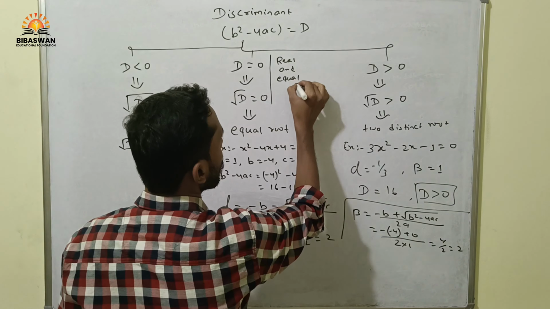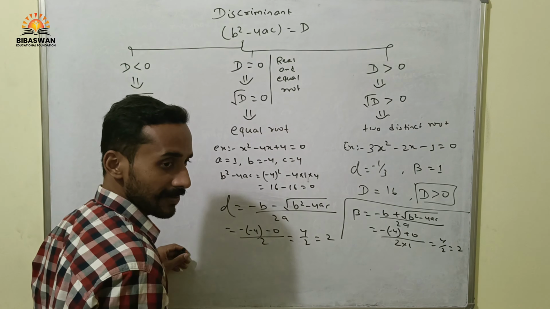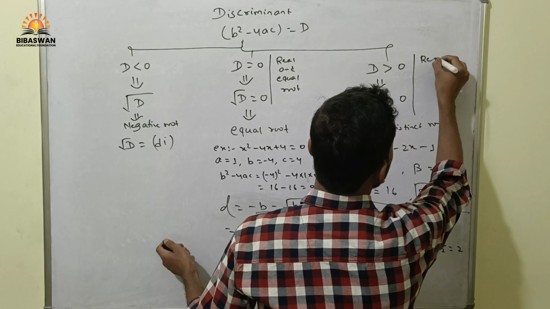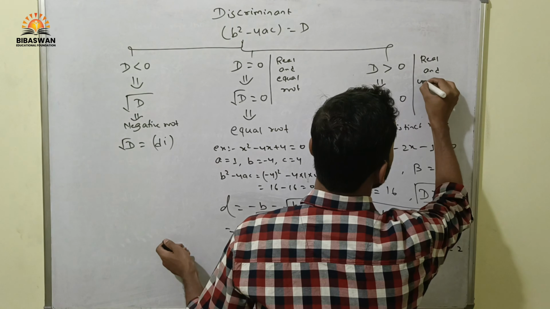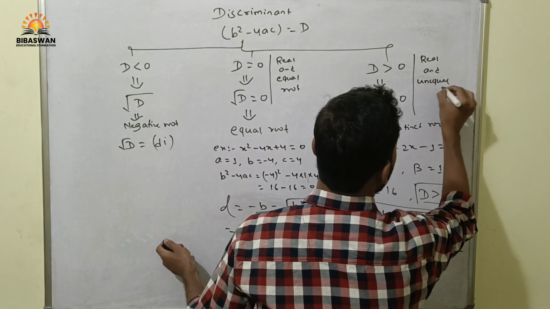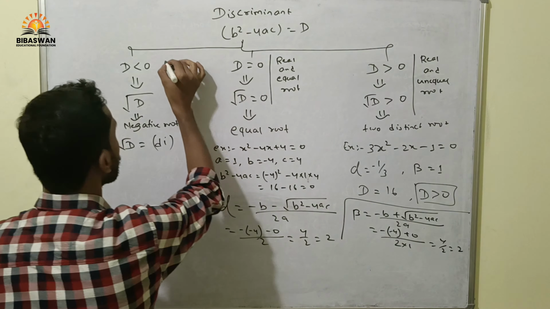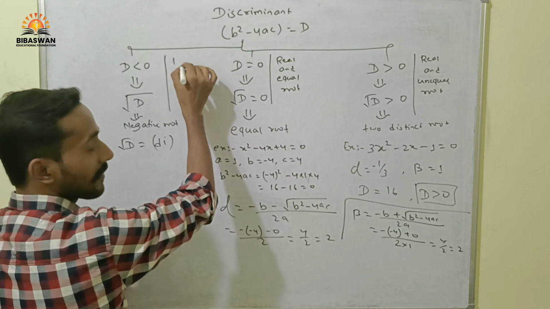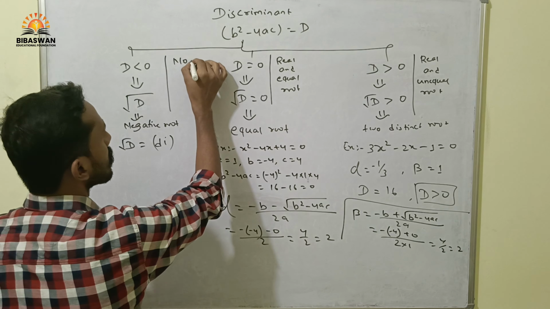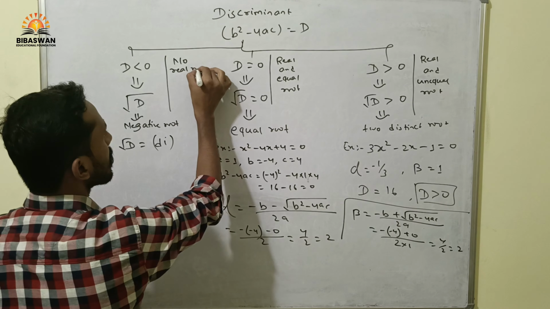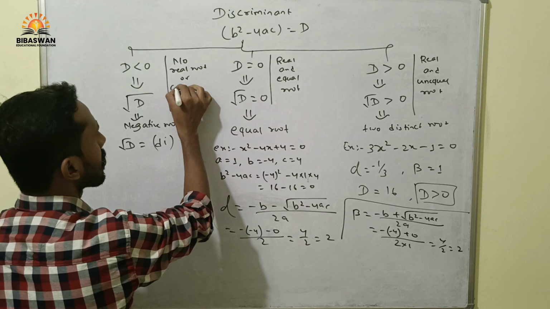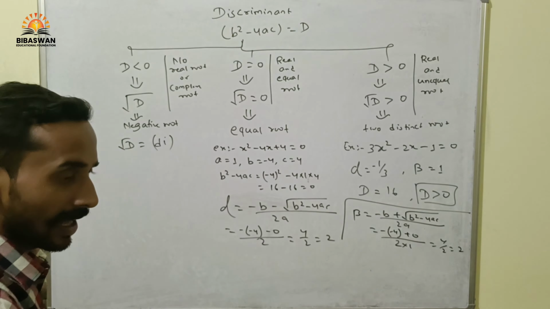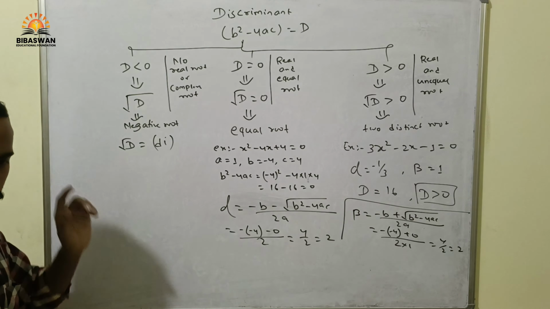Real and equal roots if the discriminant is equal to 0. Here real and unequal roots, and here not real roots, no real roots. We can say complex roots, no real roots, or we can say complex roots or imaginary roots. Understood? I will give an example of this also.